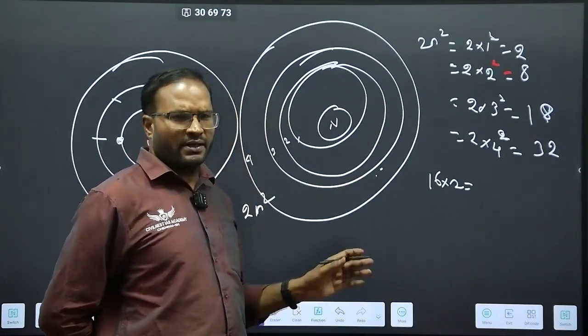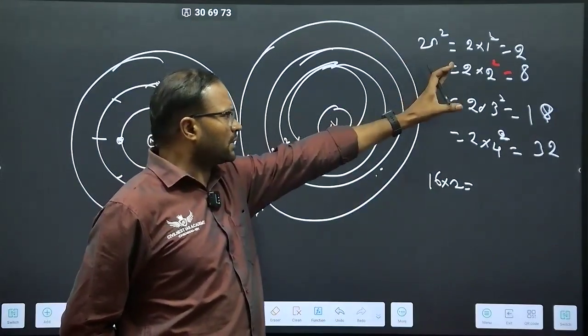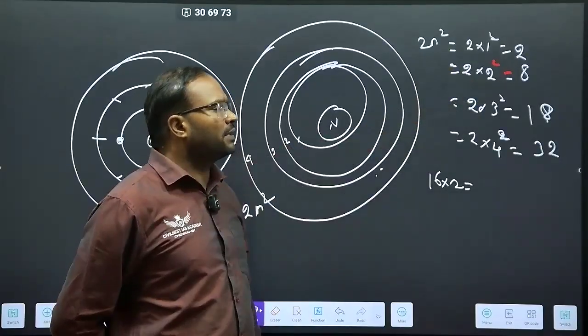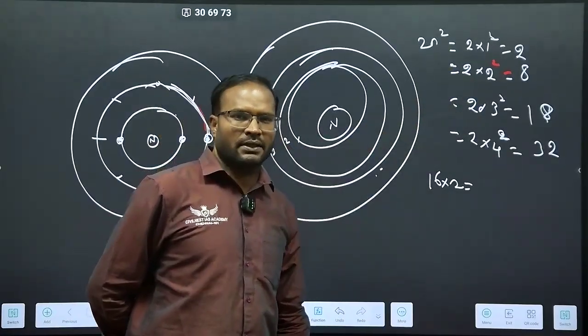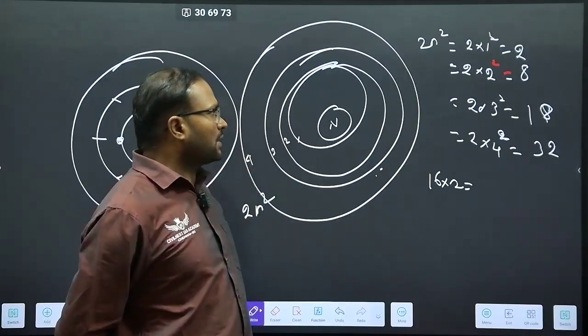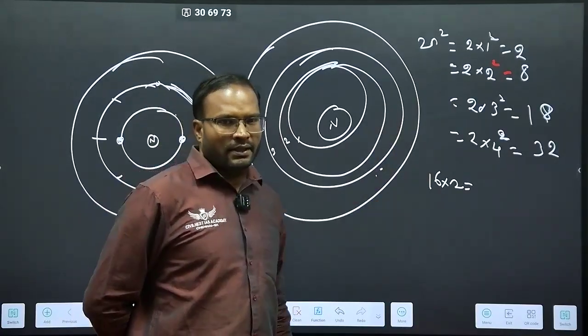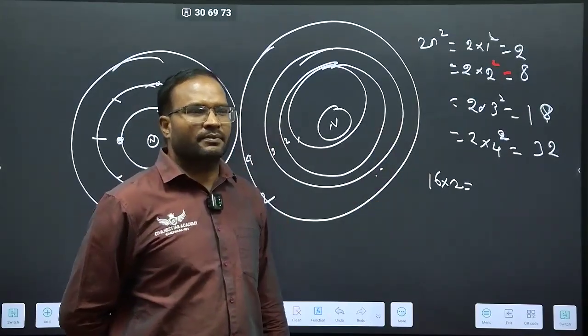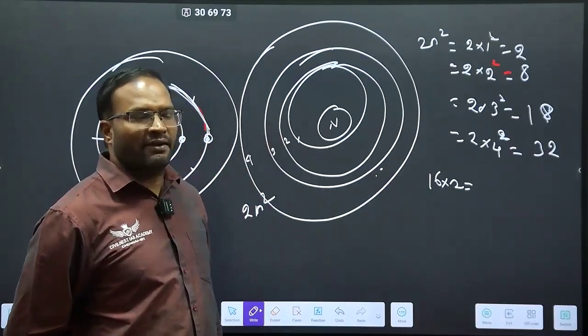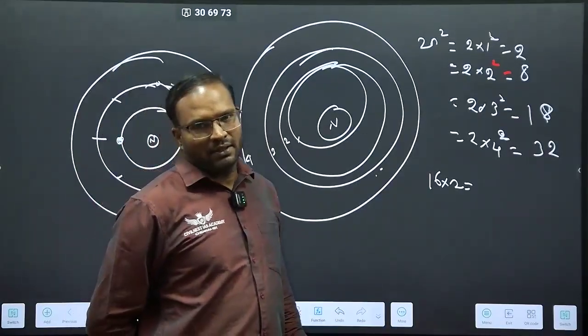Okay, it seems to be very interesting. It is very strict, the manner in which the atom is accommodating. Not even a single electron can be extra on a particular orbit. If there is an extra one, it is called an ion.